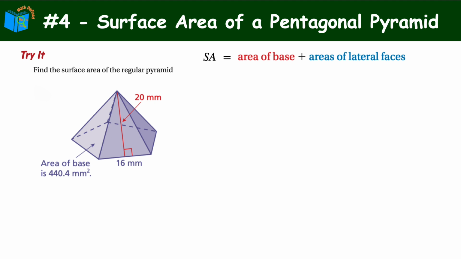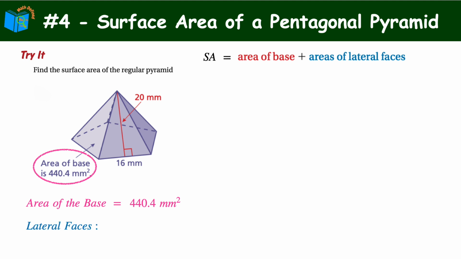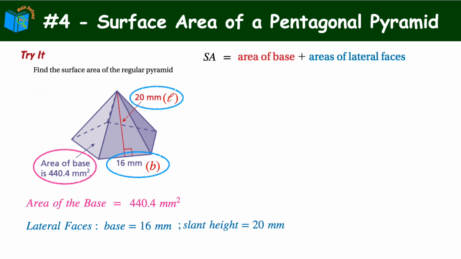Let's try one more. This one might look a little complicated, but it's actually easier than the one we just did. First, let's identify the parts of this pyramid, starting with the area of the base. This one is easy. The area is given in the diagram, 440.4 square millimeters. Now for the lateral faces. Each base is 16 millimeters, and the slant height is 20 millimeters. We also need to know the number of lateral faces, so let's count them. 1, 2, 3, 4, and 5. There are 5 lateral faces, so the base of this pyramid is a pentagon.